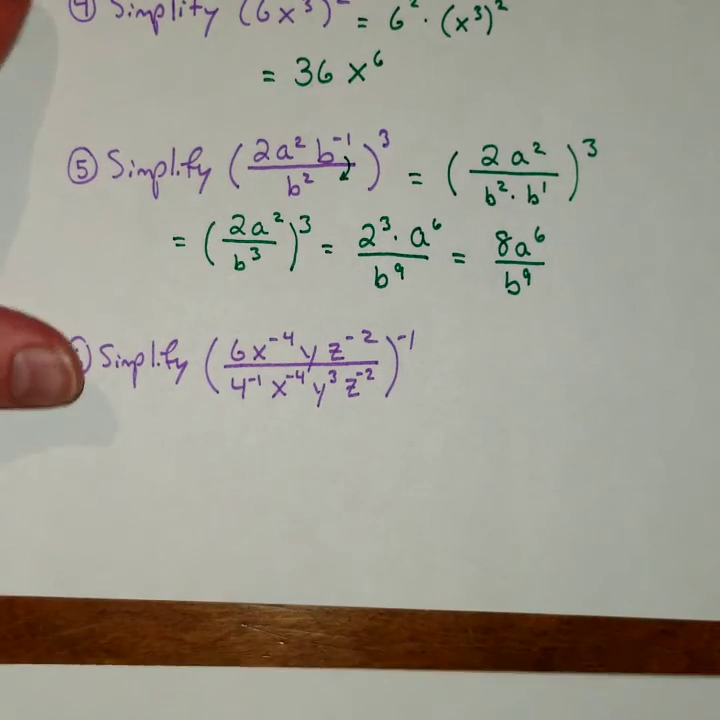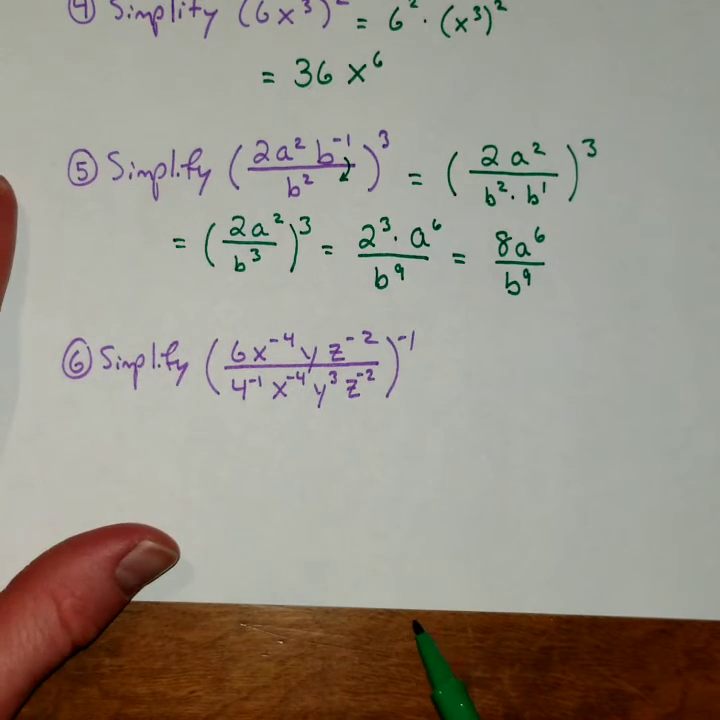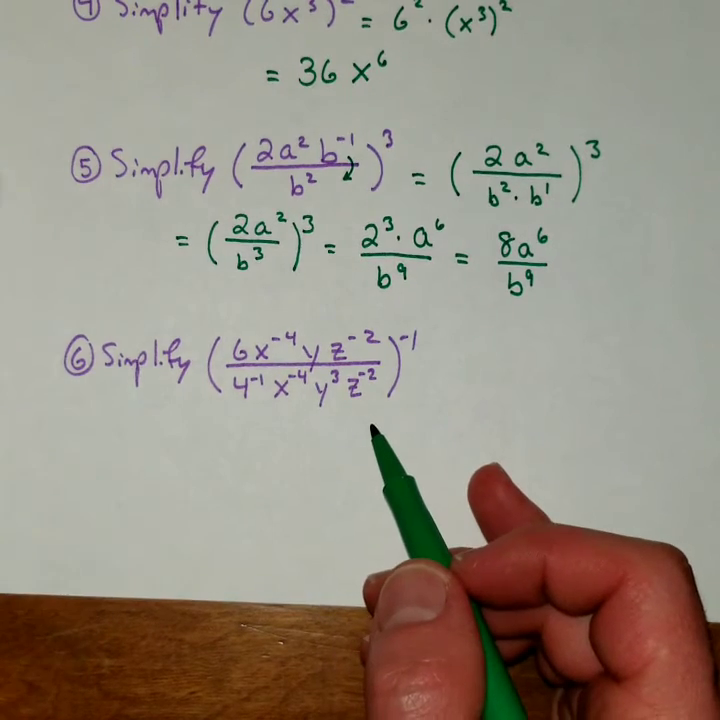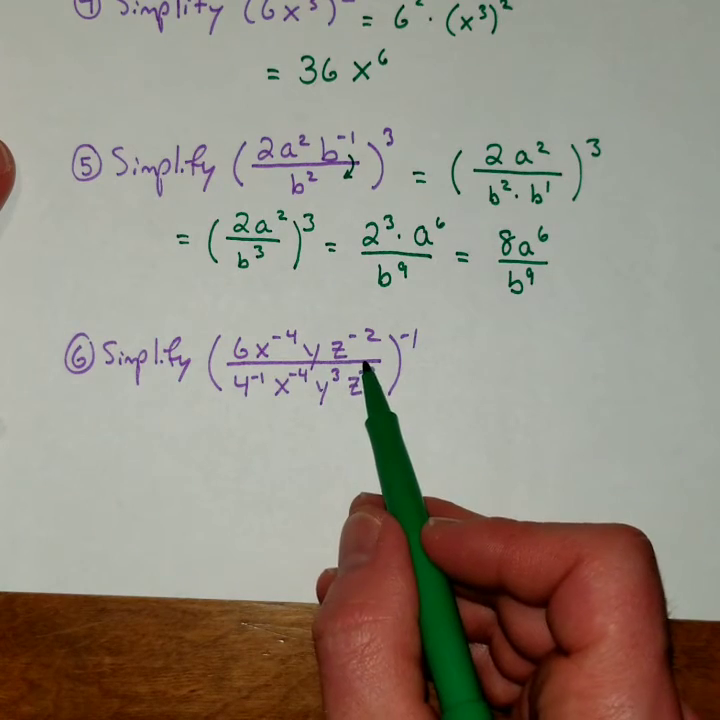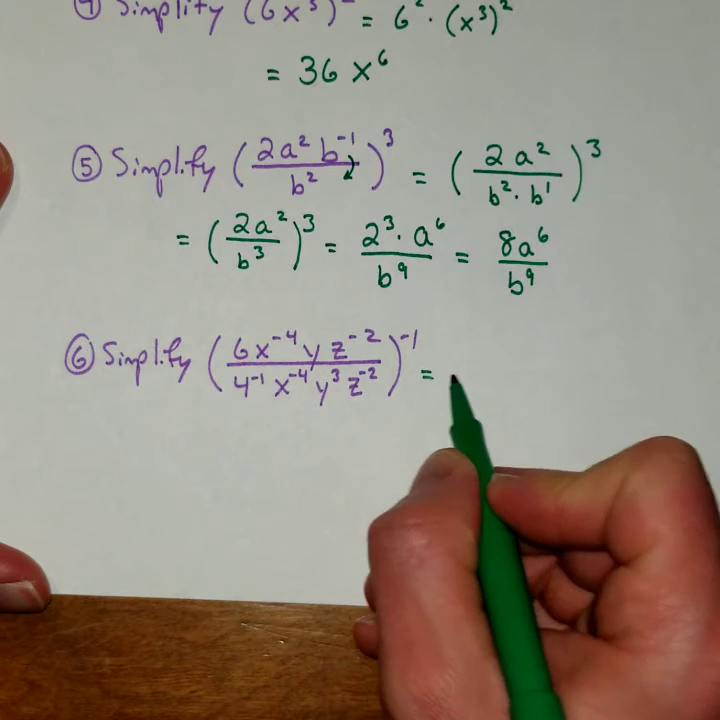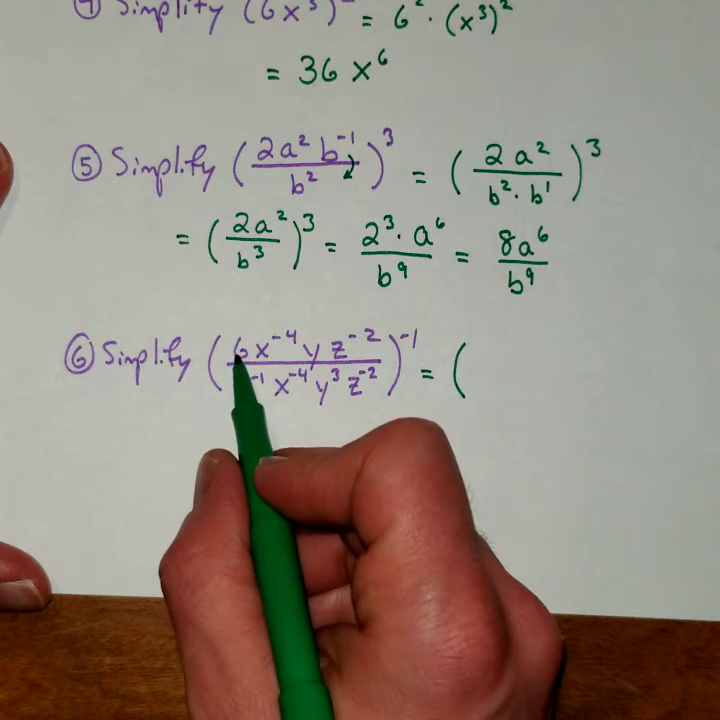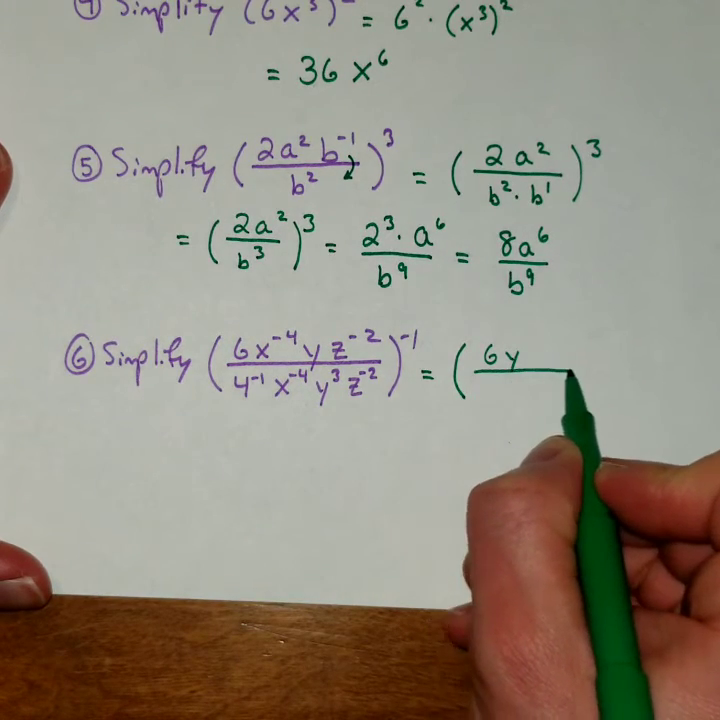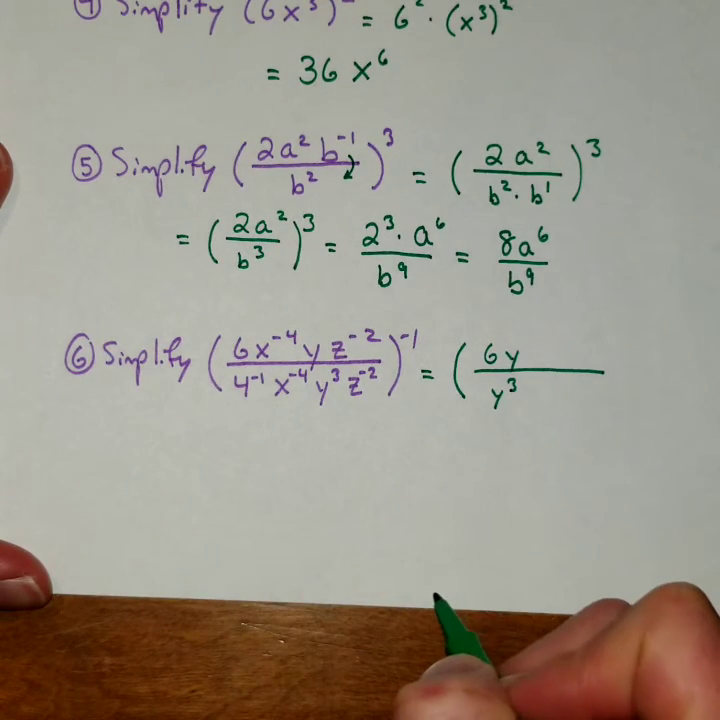Okay, final example. This one's really big. You'll see several of these in your homework, I assume. And again, I'm going to start inside the parentheses, work my way out, moving the negatives first. So I'm going to turn this into anything that's positive power I'm going to leave. So the 6 and the y stay on top. The y to the 3rd stays on the bottom.